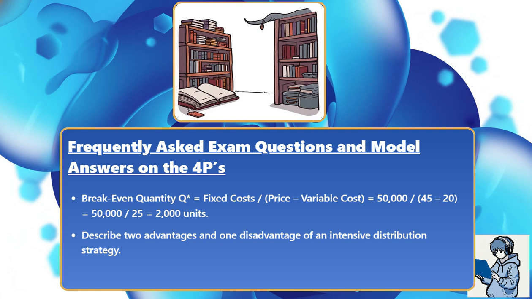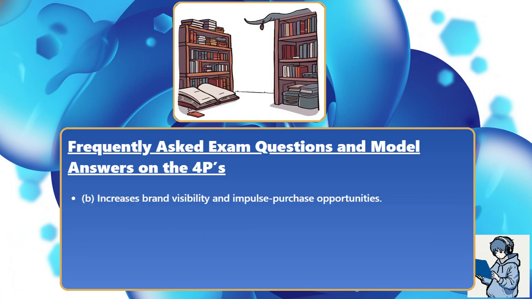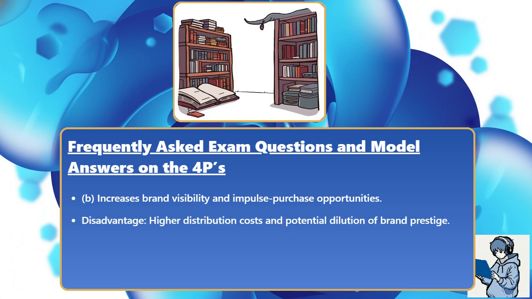Describe 2 advantages and 1 disadvantage of an intensive distribution strategy. Advantage 1: maximizes product availability, improving sales potential. Advantage 2: increases brand visibility and impulse purchase opportunities. Disadvantage: higher distribution costs and potential dilution of brand prestige.